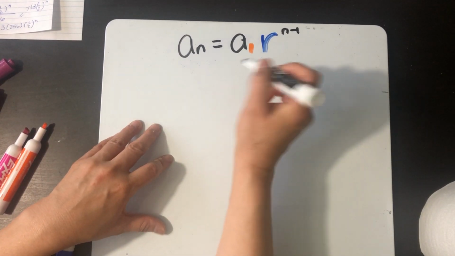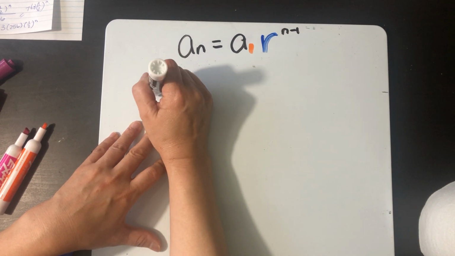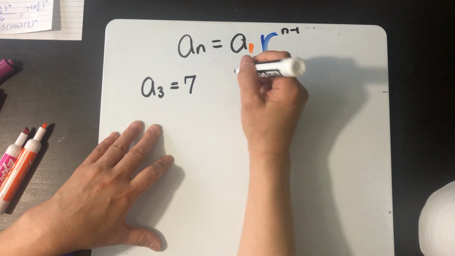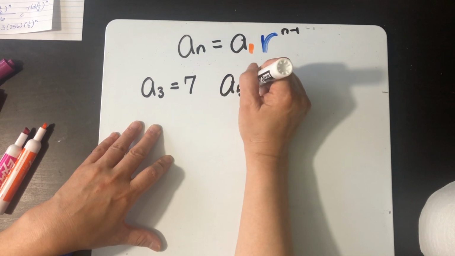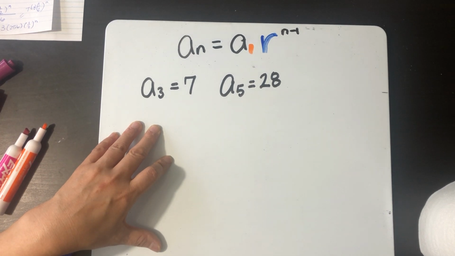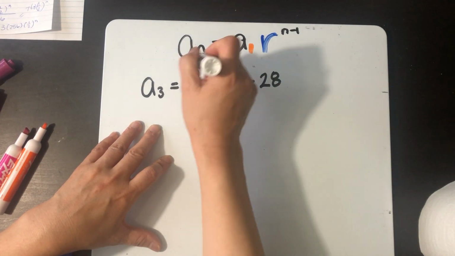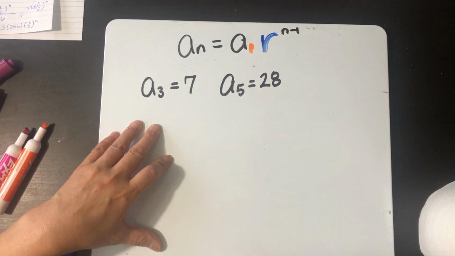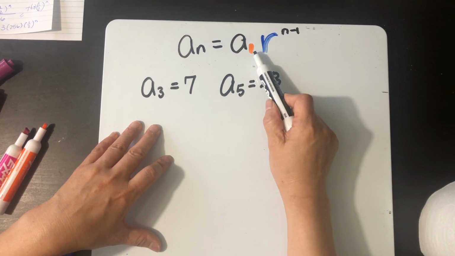Now, sometimes it doesn't have to be 1. For example, the first one is not given. The question gives you a_3 is 7, and then a_5 is 28, right? And they want you to find this. But how do I find it? Because I don't have a_1. It's okay. It's okay.